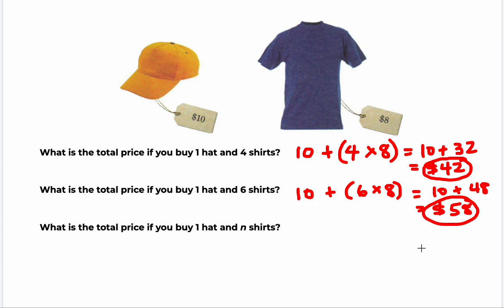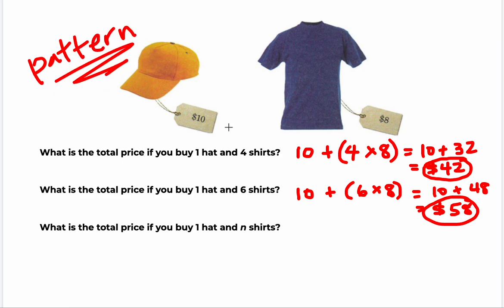So remember, we're trying to figure out this puzzle, and we notice that there is a pattern. Algebra is all about sniffing out the patterns. We notice that we're constantly adding $10 for one hat, and we are adding that to however many t-shirts we want, multiplied by the price of each t-shirt.